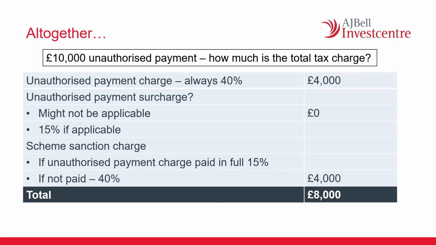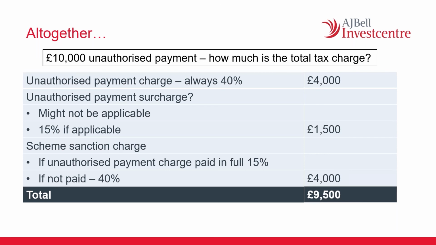Your third option, if there was no surcharge, but the member hadn't actually paid that £4,000 at the top, so the scheme would have to pay 40%. So effectively here, the scheme would pay the £4,000. There would still be £4,000 charge outstanding that HMRC would be chasing the member for. So it looks like it's £8,000, but of course, once the member has paid the £4,000 unauthorised payment charge, then the scheme sanction charge would be reduced, and you could potentially get that back. So it could reduce back down to £5,500.